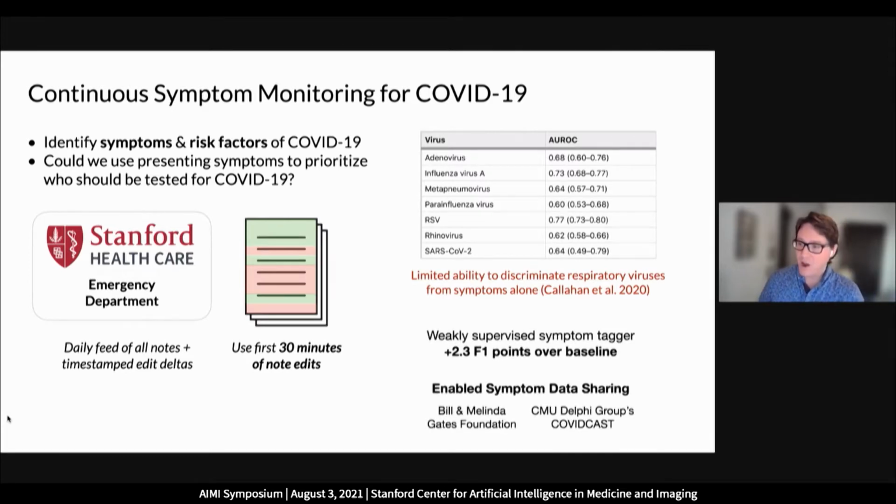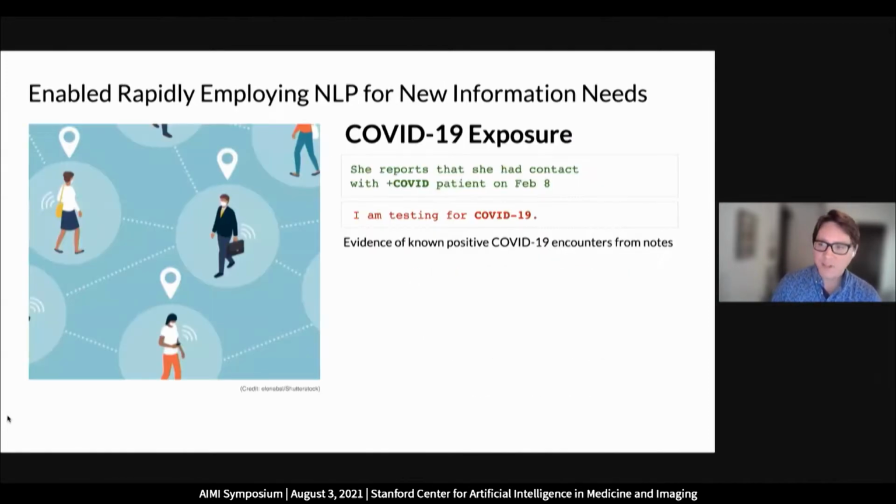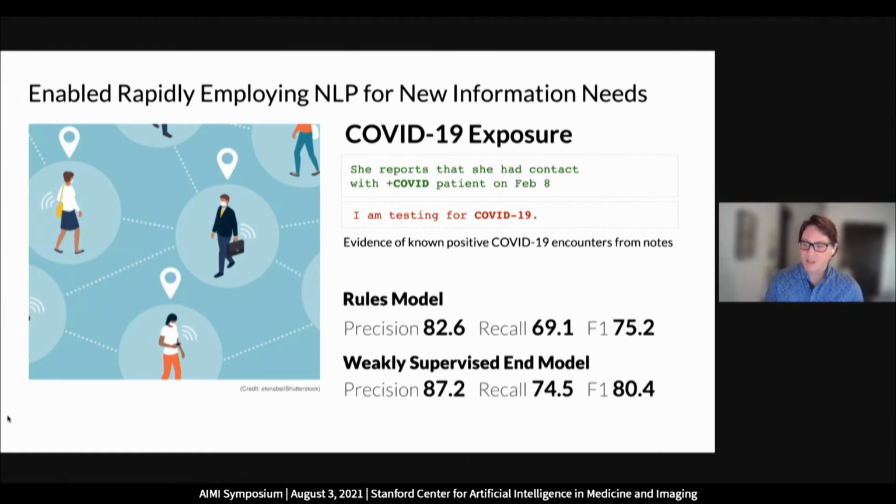From the technical side, our weakly supervised tagger did quite well and outperformed a baseline model by 2.3 F1 points, and enabled us to build a real-time or near real-time feed of symptoms, which enabled data sharing for frequency information that was used in a variety of other projects. And that's one of the real big strengths of this weakly supervised programmatic labeling idea, is it lets us move very quickly. And so we had different information needs that we wanted to use. We were interested in COVID-19 exposure as a risk factor. And we were able to build an NLP model to extract this information on the order of 1 to 2 days and see performance gains both over a rule model and over using BERT and NLP type tools.